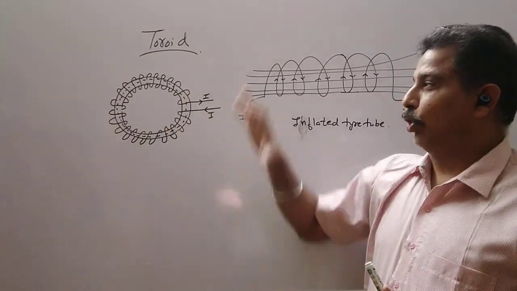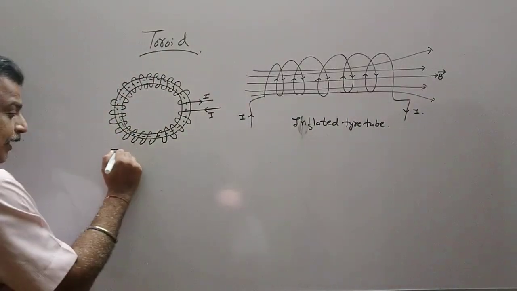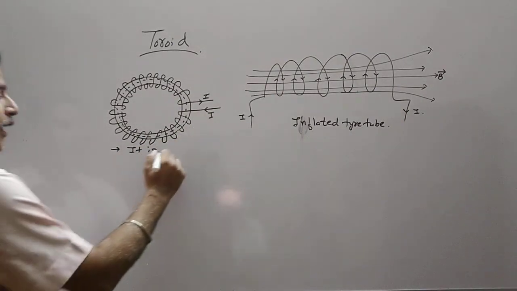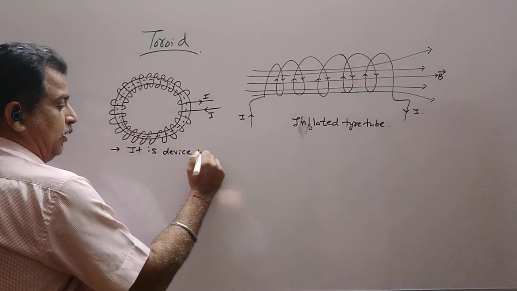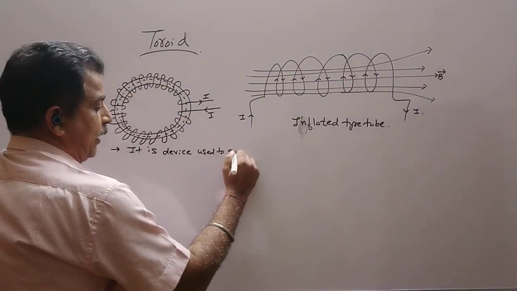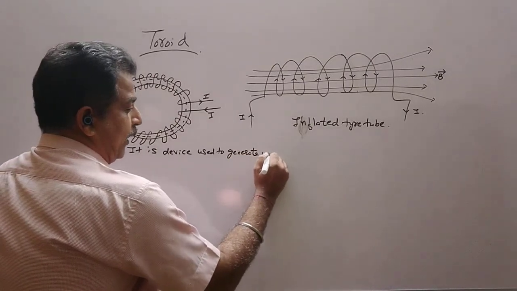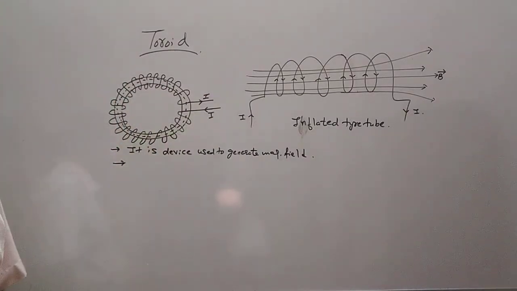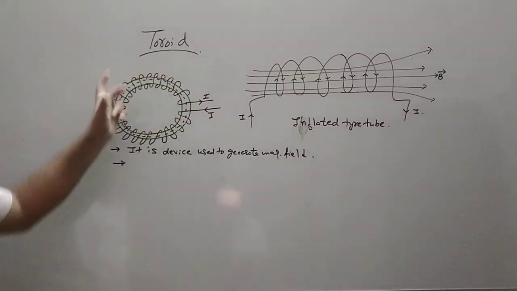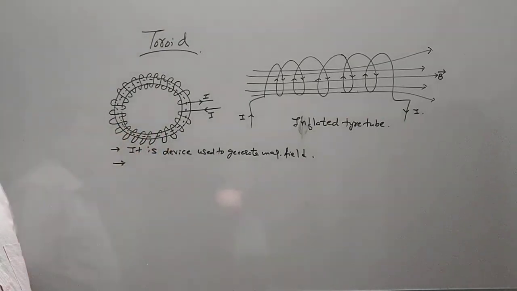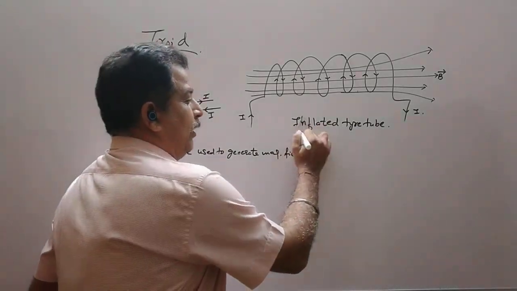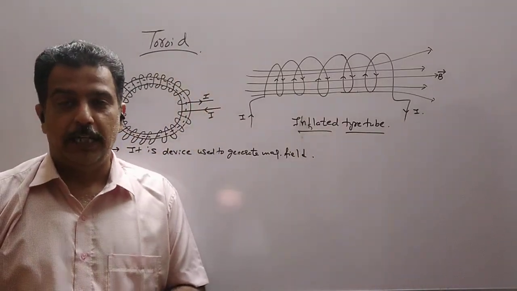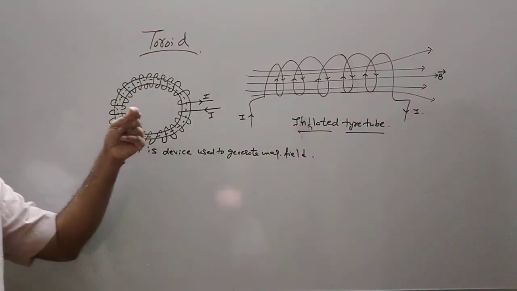So toroid is, first thing, again we write what we have written for solenoid: it is a device used to generate magnetic field. Then how should the toroid be formed? You need a hollow circular ring type structure. So we take an example of an inflated tire tube. You have seen a tire tube in which air is filled, and on that we wind a wire.